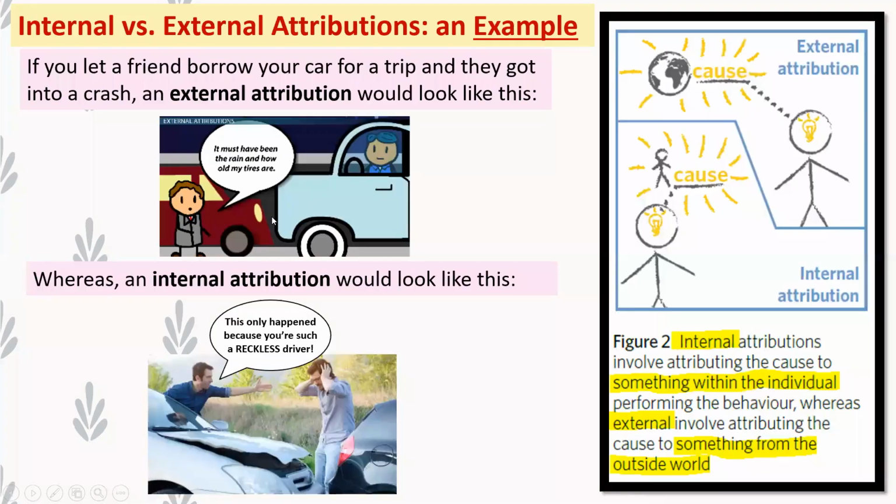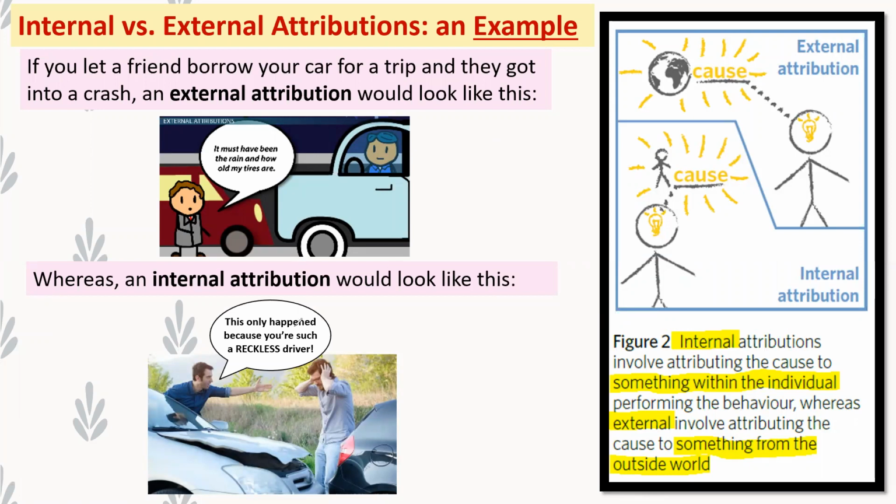Okay, so then we're looking at an example here. If we've got internal versus external attributions, and we're trying to relate it back to real life. So if you let a friend borrow your car for a trip and they got into a crash, an external attribution would look something like this. The person who's let their friend borrow the car might say, oh, you know what? Okay, it's unfortunate, but you might have crashed because of how rainy it was, and my tires are pretty old as well. So rather than blaming his friend, he's blaming the state of his car and the fact that his car wasn't really well maintained to begin with. Okay, that's an external attribution. You're not blaming the person, but rather you're blaming the situation or the environment or the car itself.